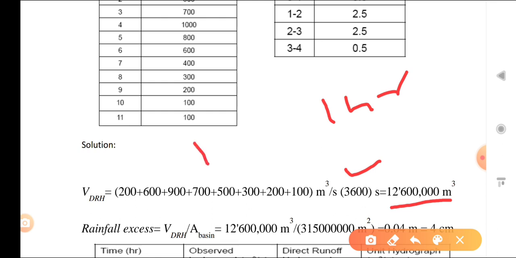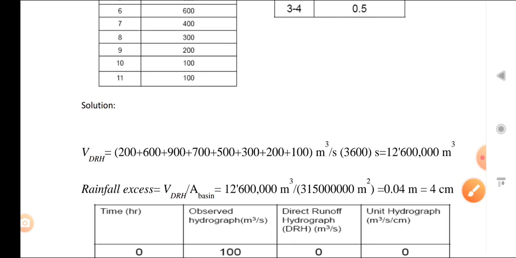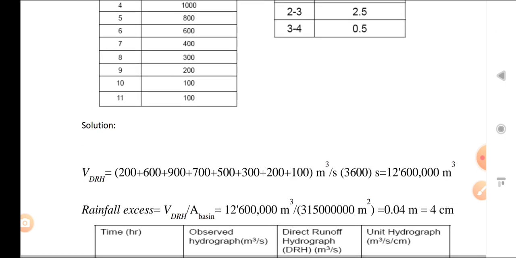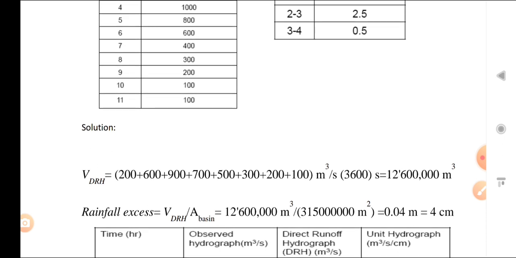Now we have to find the effective rainfall. How will we find it? Volume divided by area. The volume we have calculated, and the unit is meter cube. The area is given as 315 kilometer square, so you have to multiply it by 10 to the power 6. You will find 0.04 meters, which corresponds to 4 centimeters.